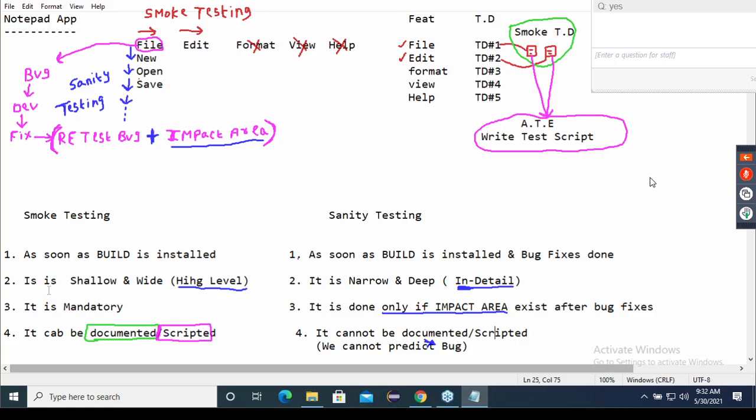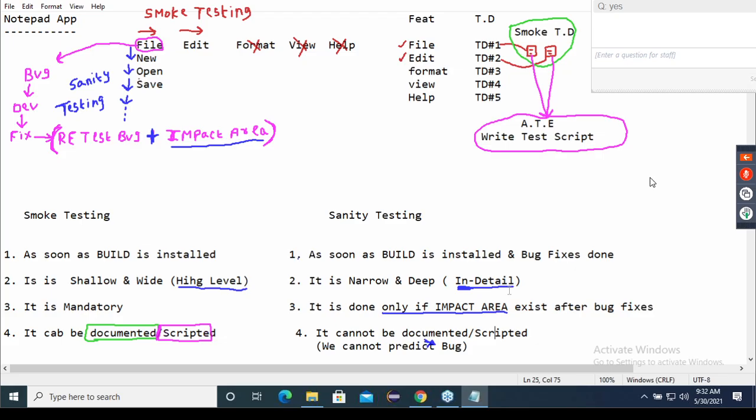Compulsorily, you should talk about these four points for smoke and explain, and for sanity also these four points and you should explain. Again I'm repeating: is sanity mandatory or not? Give me the answer once again for my satisfaction. Sanity is mandatory or not mandatory? Okay, it is not mandatory. This is the difference between smoke and sanity. In ten minutes I'll give you, copy this. In the interview, the same four points you should talk, guys.